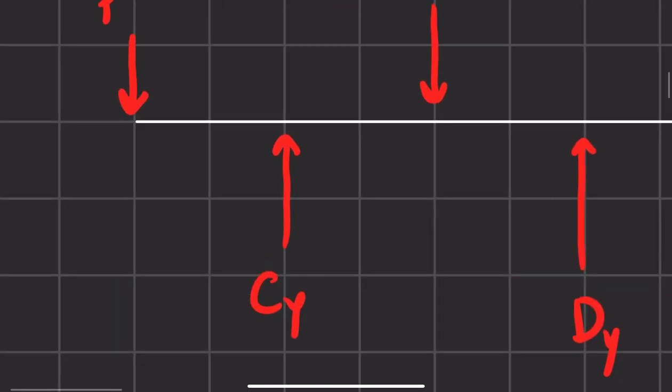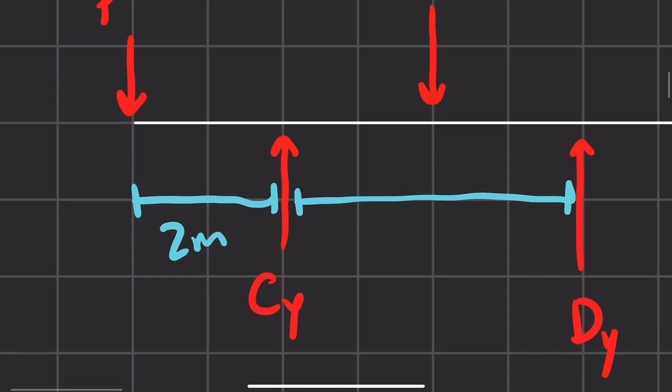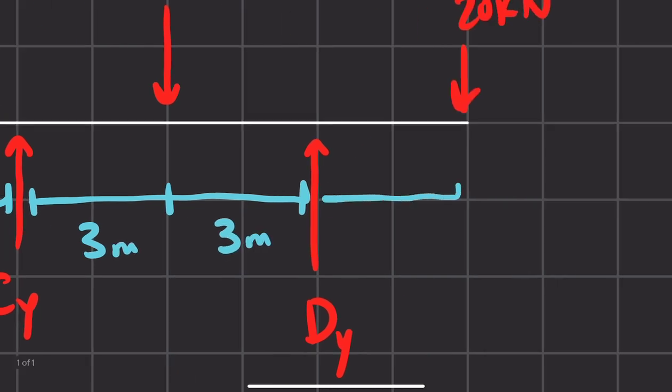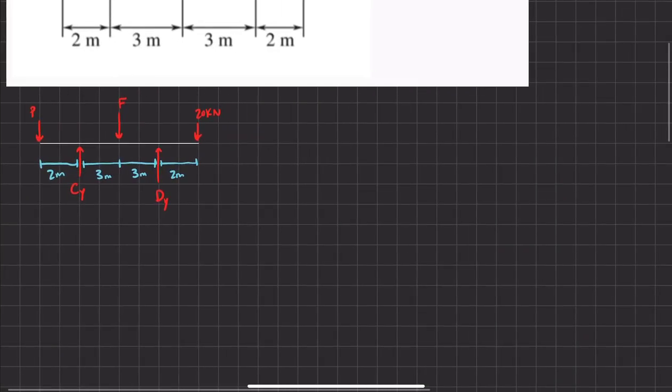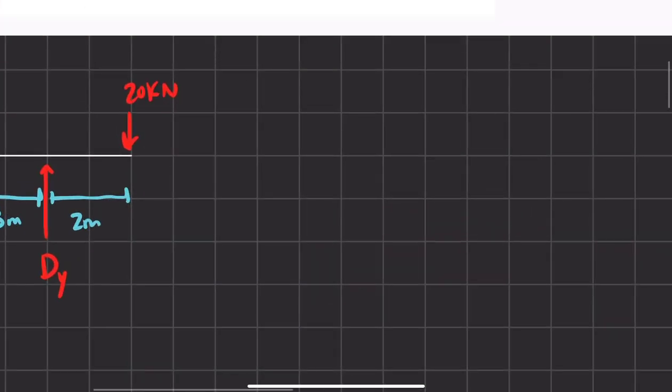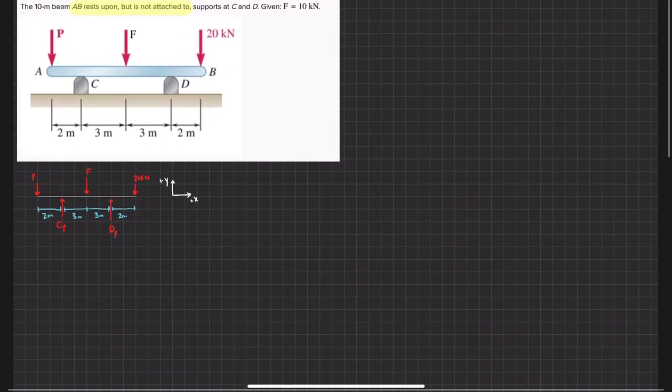Let me draw out these distances, which is 2 meters. Here to here is 3 and 3. And then from here to here we have 2 again. Alright, so that's the entire free body diagram. Always remember to indicate your positive values, like so. And that's the first part of the problem.